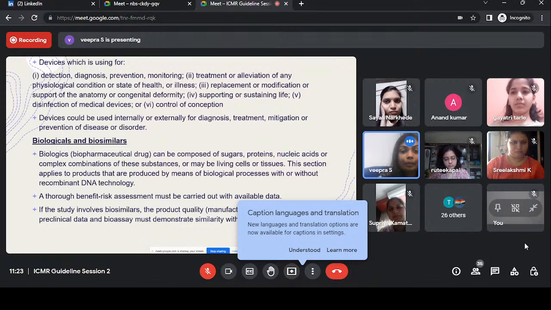So in this case also, studies must be conducted. They have to confirm that this product is the same as our innovative product, our reference product, our original product. That needs to be confirmed. So for that, biosimilar studies will be performed.